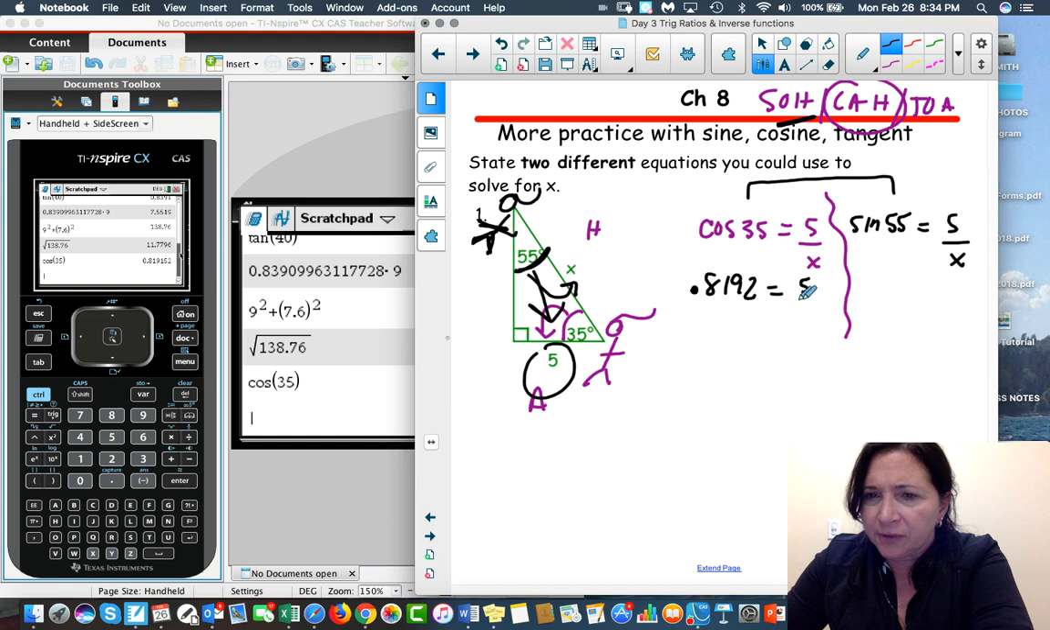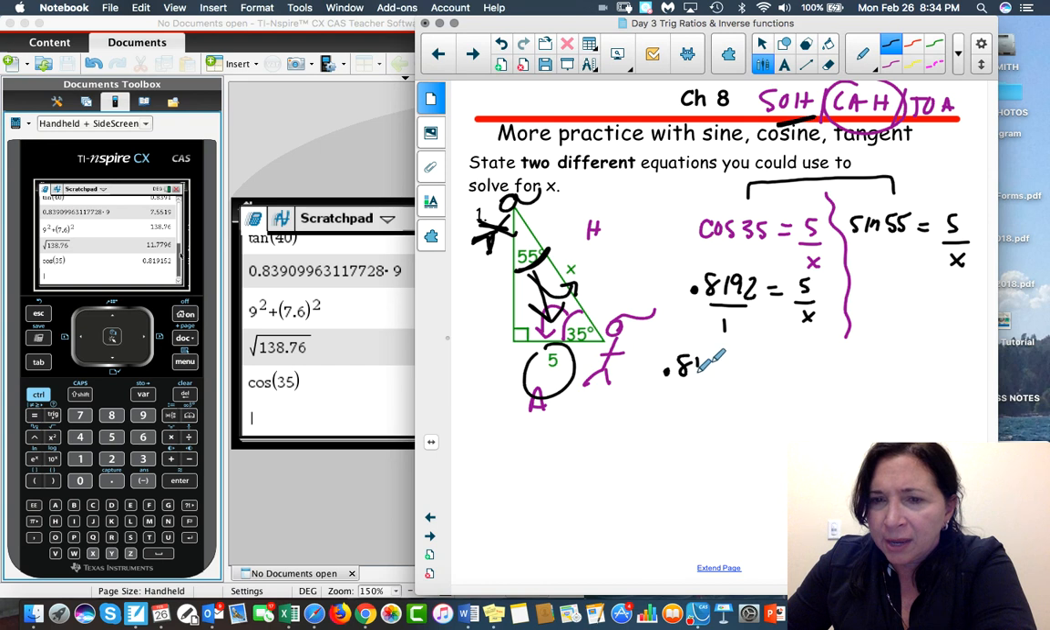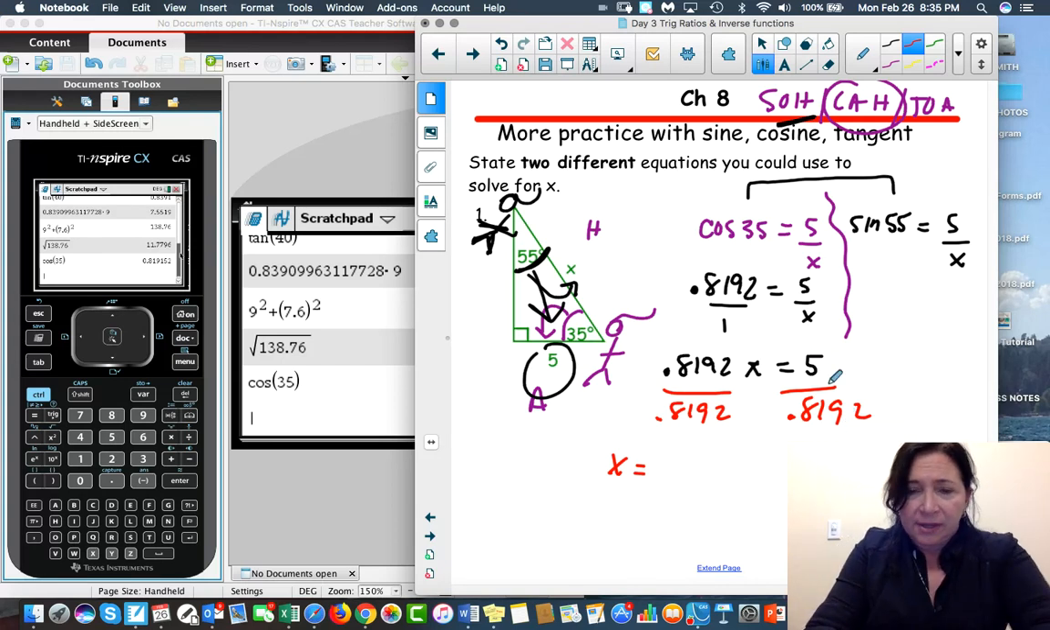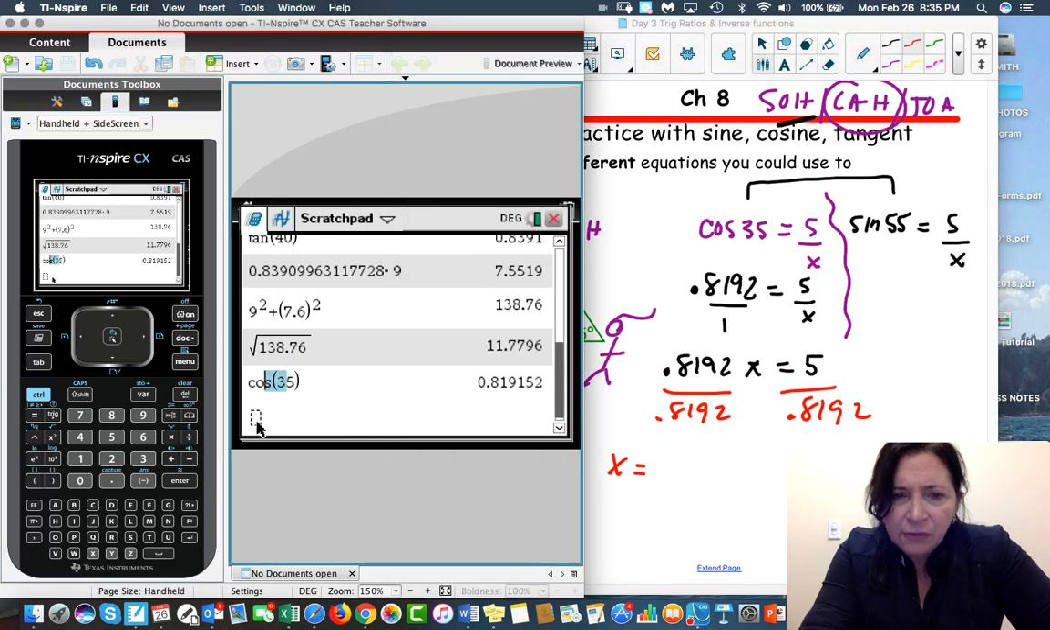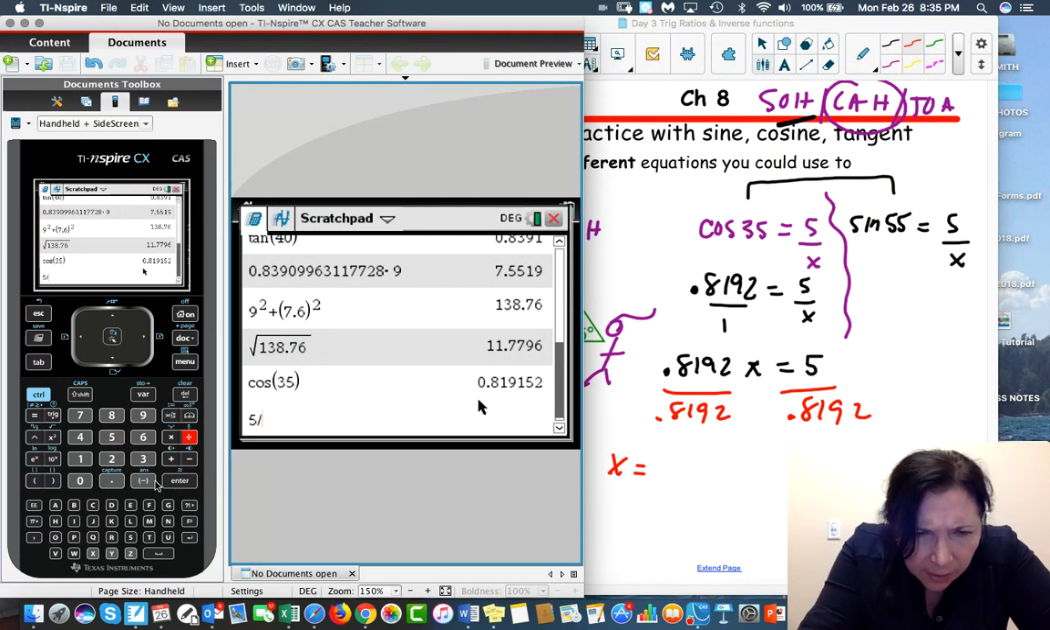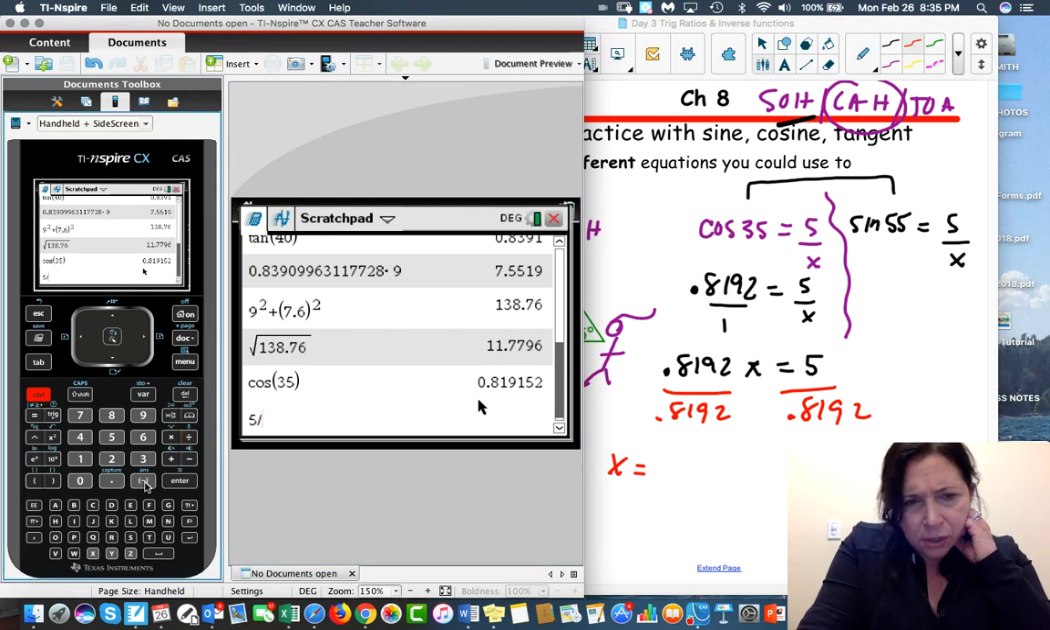So 0.8192 equals 5 over x. We're going to cross multiply and solve for x. We get 0.8192x equals 5. I want x by itself, so I'm going to divide both sides by 0.8192, and I get x is equal to 5 divided by 0.8192. I don't know what that is, so let's use our calculator. We go 5 divided by the answer. Control answer. There it is.